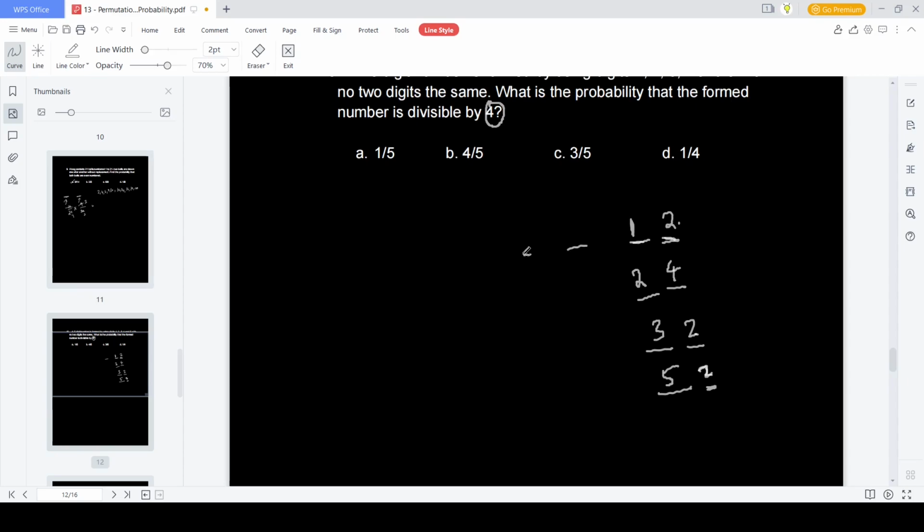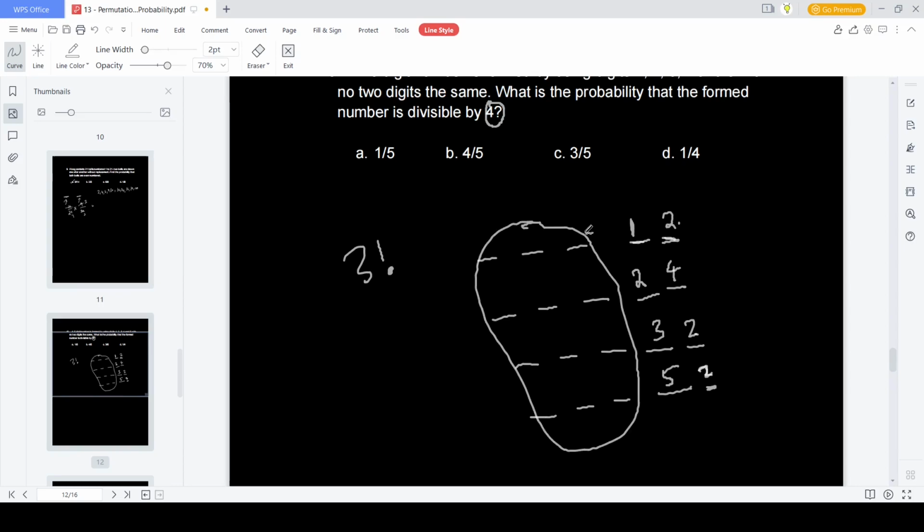And here there will be three blanks, for each ending, where there are all 3 factorial options. So there are 3 factorial options here, into four possibilities. So it will be 3 factorial into 4. So the answer will be 6 times 4, which is 24. So 24 is the number of favorable conditions.